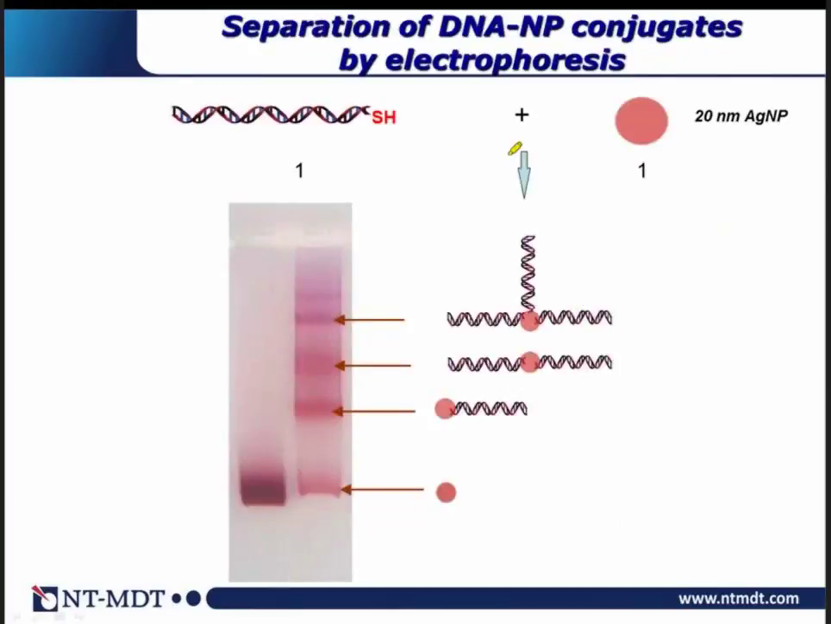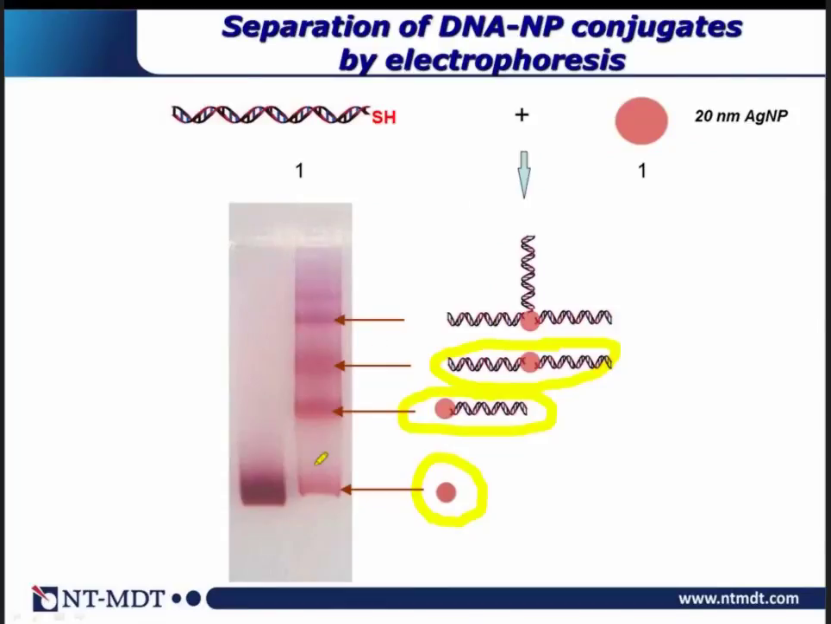Now, what we do next, we just separate. Of course, you produce various complexes. There are some particles which didn't react with DNA. There are monomers where you have one particle per DNA. You have dimers which contain 2 DNA per particle, trimers, tetra, and even pentamers. You mix it in a 1-to-1 ratio, and the particle is about 20 nanometers in diameter.